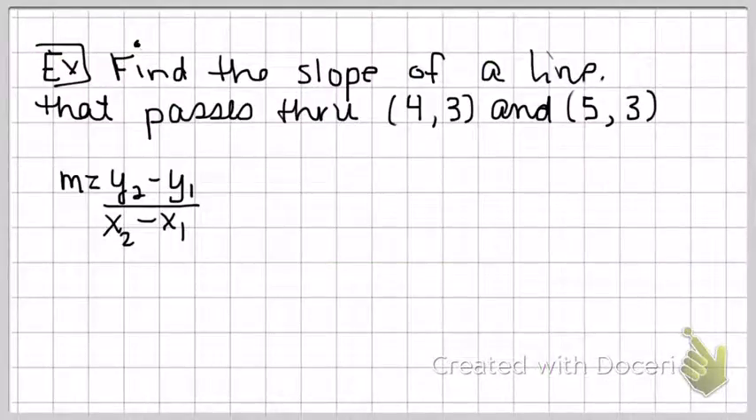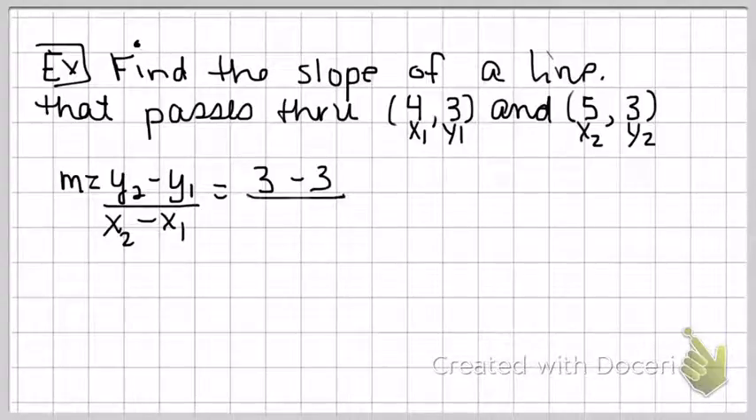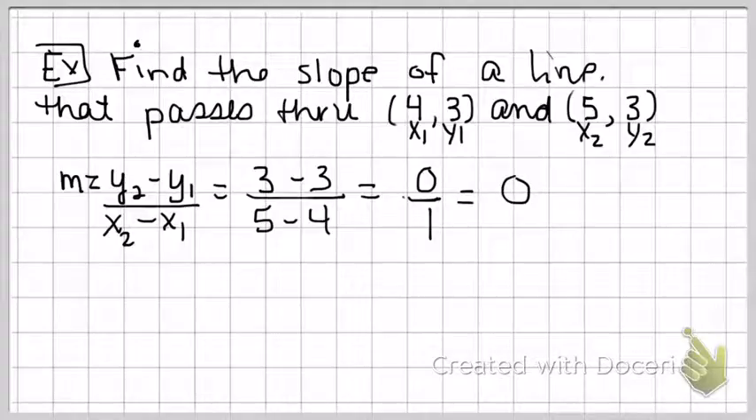Find the slope of a line that passes through (4, 3) and (5, 3). So if we go ahead and label this up, we can let this be x sub 1, y sub 1, x sub 2, y sub 2, and we're going to substitute it into our little formula over here. So we'd have 3 minus 3 over 5 minus 4. Do that arithmetic. Zero divided by 1 is 0.